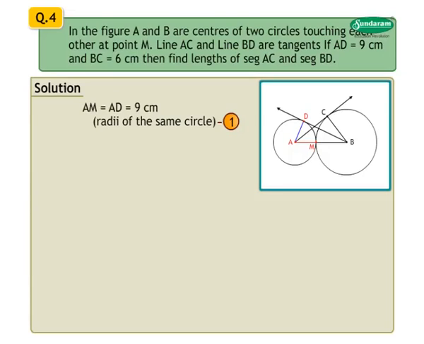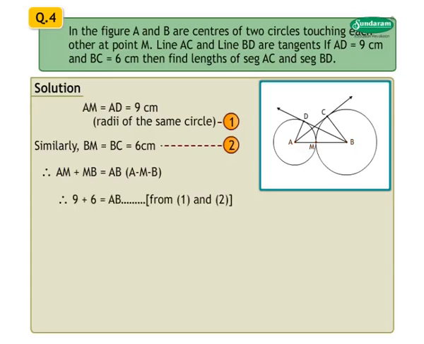Therefore, AM = AD = 9 cm. Mark this as 1. Similarly, BM = BC = 6 cm. Mark this as 2. AM + MB = AB as A, M, B are collinear points. Therefore, 9 + 6 = AB from 1 and 2. Therefore, AB = 15 centimeters.